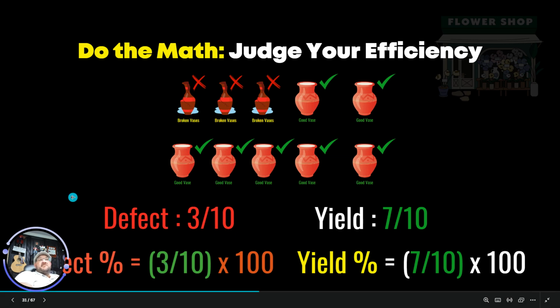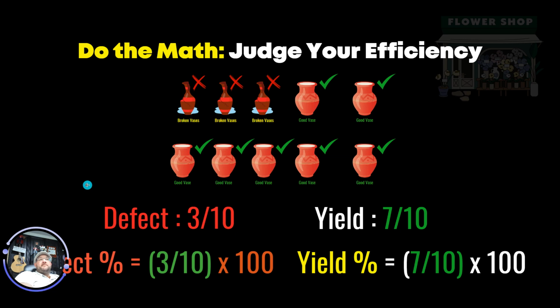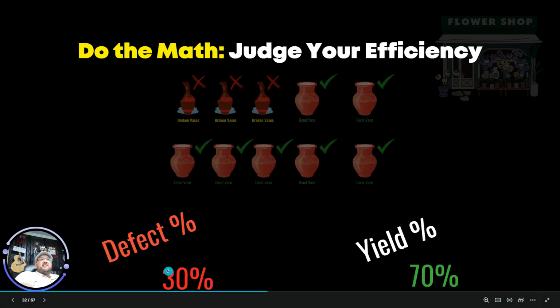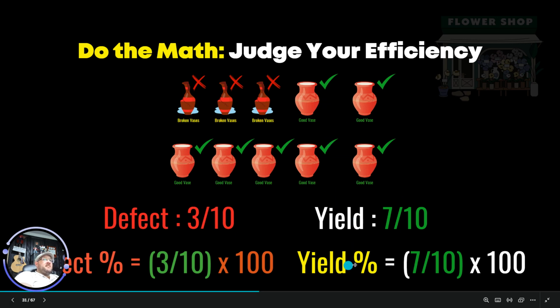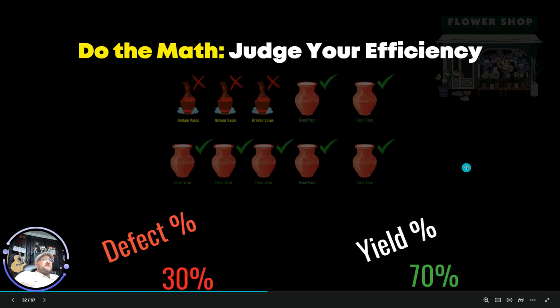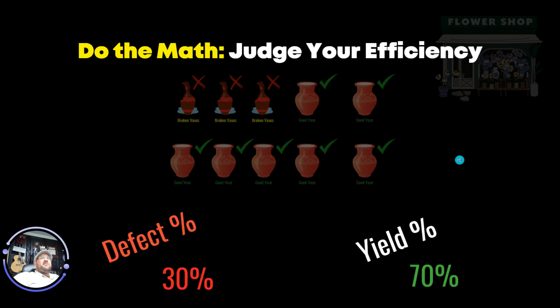And then you have something called a defect percentage, which is the ratio. That leads us to 30% defect percentage. If we were looking at the yield percentage, it's the same numbers, but it's different. So we're still using that outcome of 10. Now we're looking at the number of good products, which in this case is 7. 7 out of 10 times 100 is 70%.